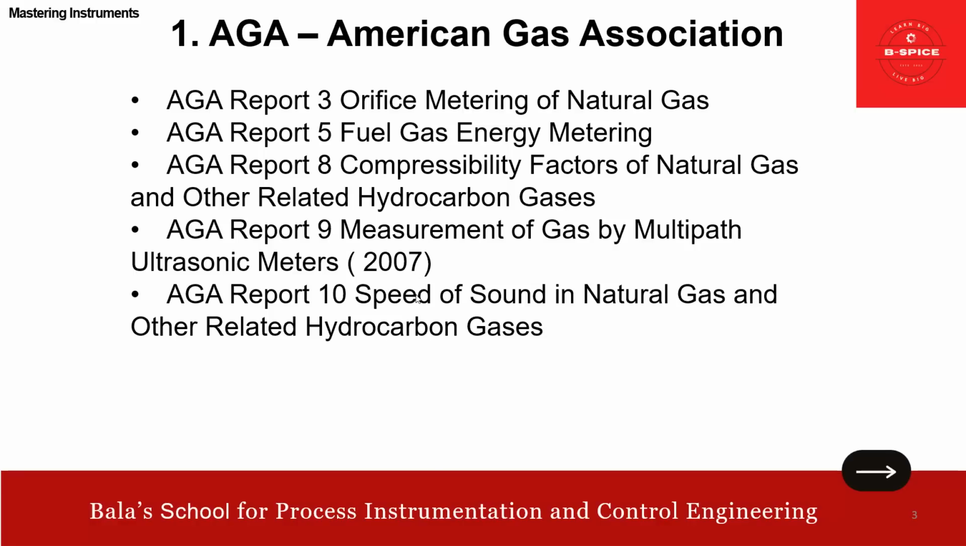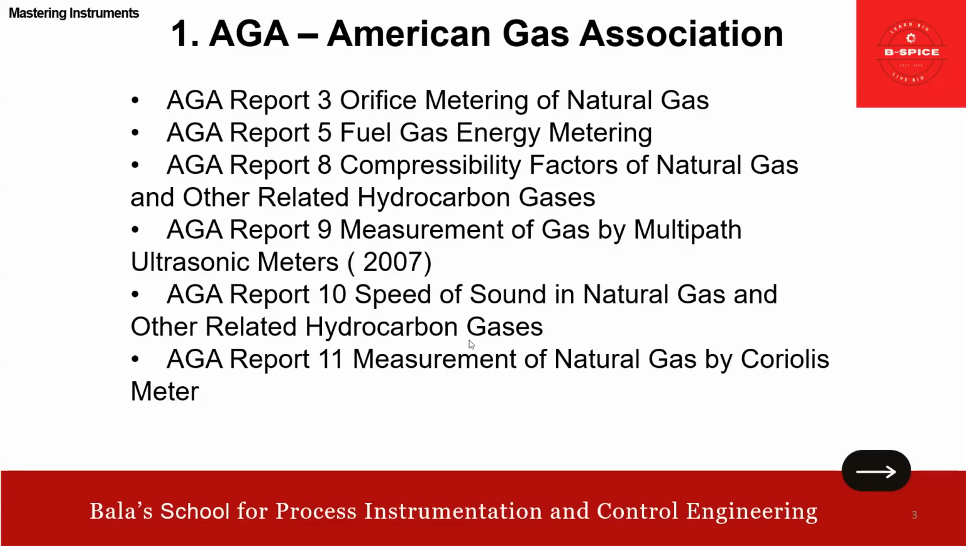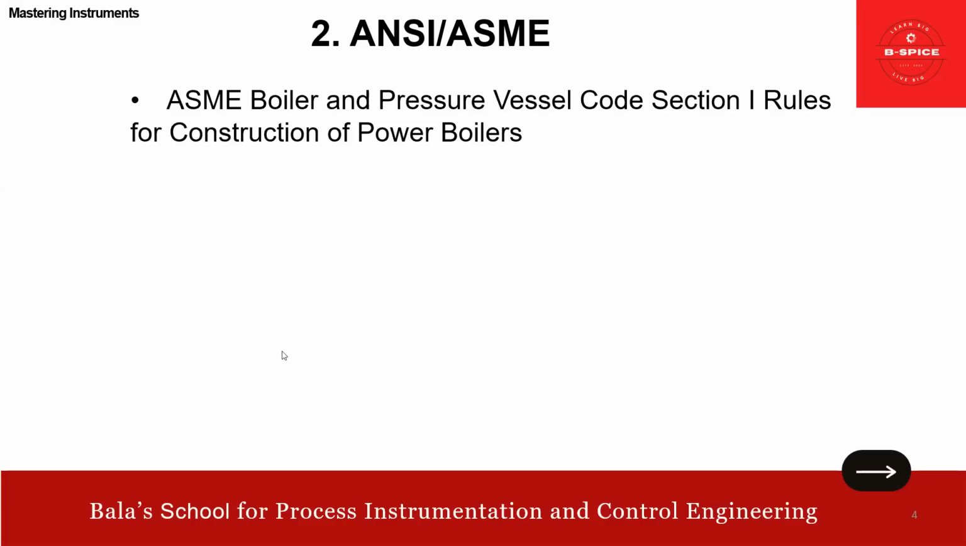Then AGA report 10 focuses on the speed of sound in natural gas and other related hydrocarbon gases. Then AGA report 11, measurement of natural gas by Coriolis meter. So that's the point here. It focuses on the Coriolis meter. That's about the AGA, American Gas Association. Then we focus on ANSI.